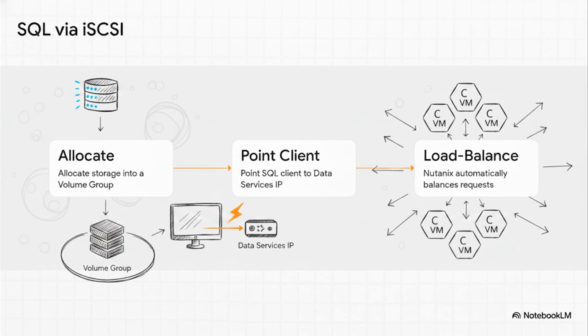Step 2, you configure the iSCSI initiator on the physical SQL client OS to point directly to that single data services IP. And step 3, behind the scenes, with absolutely zero extra configuration from you, Nutanix automatically load balances those storage requests across the CVMs, or controller VMs, running throughout your cluster. This guarantees that no single CVM ever becomes a bottleneck. Your database just gets optimal, consistent, and highly available performance.